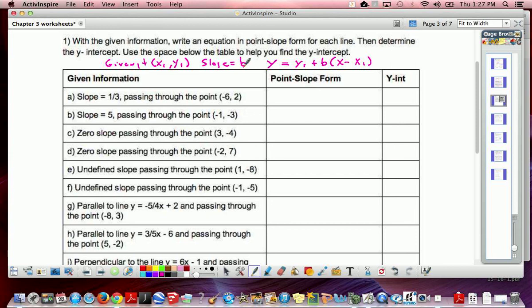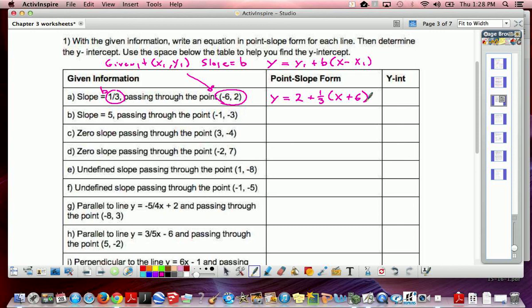So for instance, in the first one, notice how here's your b, and here's your given x1, y1, or your given point. So to write the equation, I simply go y equals, my y-intercept is 2, plus my slope here is 1/3, and then I have x minus a -6, well, 2 minuses make a plus.